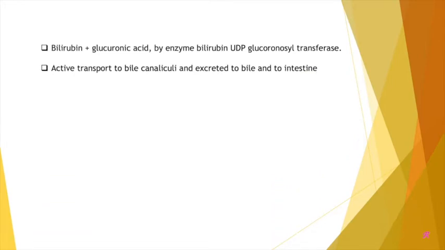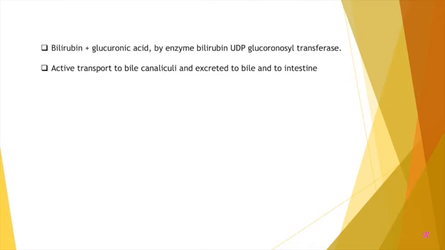So, we are done with the hepatic uptake and conjugation, and next is secretion into bile. For the metabolism to take place further, it has to move from the liver into the bile canaliculi. So, to move into bile canaliculi, there is an active process. It is an active transport. That is, this conjugated bilirubin is getting actively transported to the bile canaliculi and is getting excreted into bile and into the intestine.